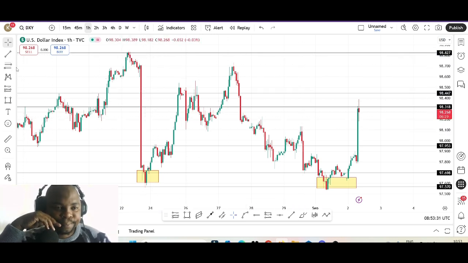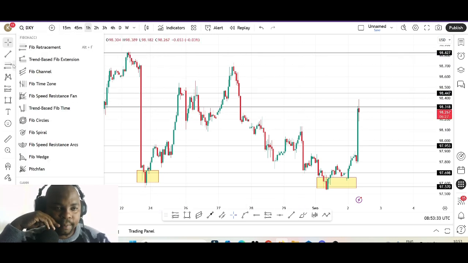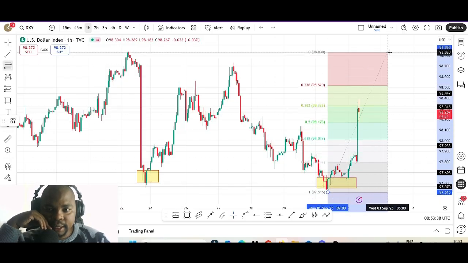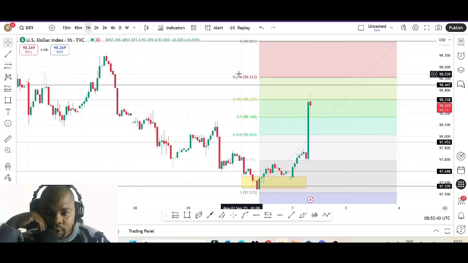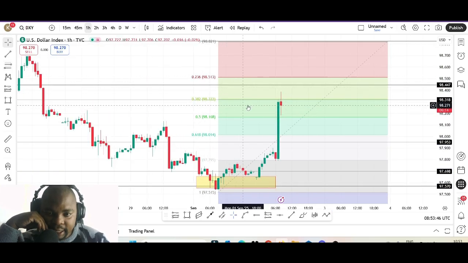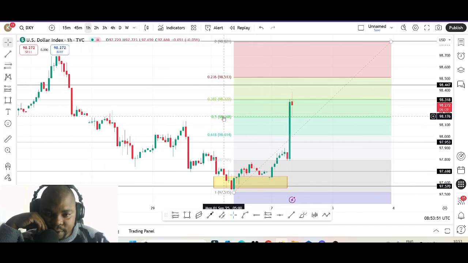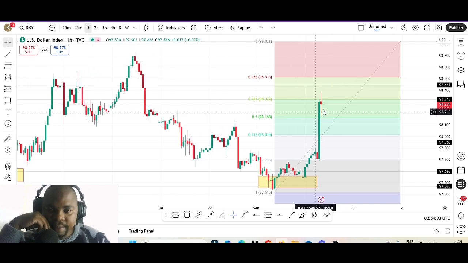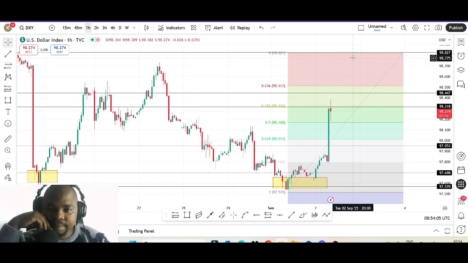So let me just try to bring about the Fibonacci retracements. They're going all the way there to the top. As you can see, 0.38, that's where we retraced and came back. So we retraced and it also came to 0.5 here. The 61.8 here. We might be pushing further up there.